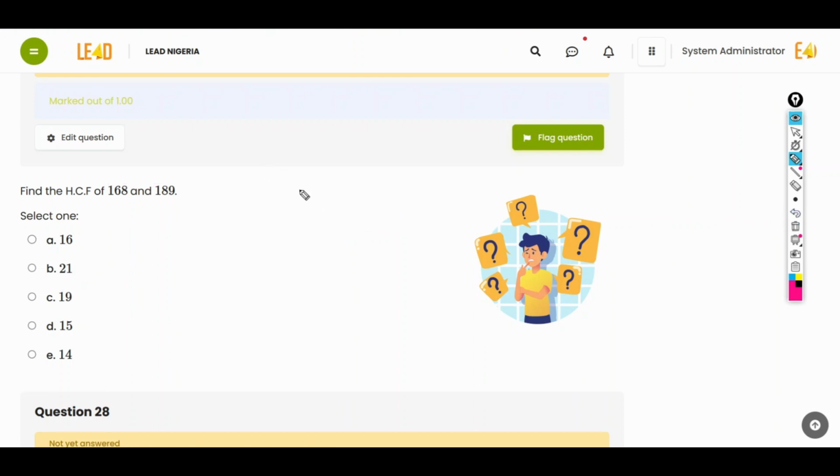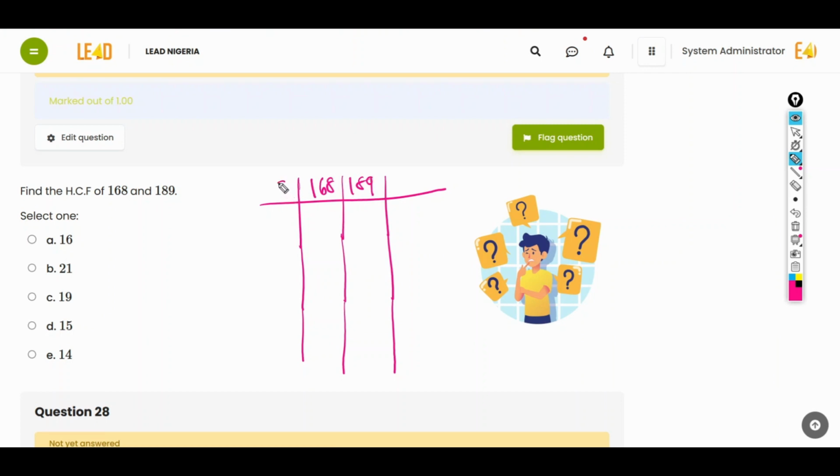But let's do the regular way. So let's do the HCF. We have 189 and 168. I can use 3. We only use what can divide all of it, right? So I can use 3. And why am I using 3? Because 2 cannot work. And 3, because the divisibility rule for 3 is that the sum of the digits can be divided by 3. So if you add 1, 6, and 8, you get 15. 15 can be divided by 3. If you add 1, 8, and 9, you get 18, which can also be divided by 3. So that means 3 can work.